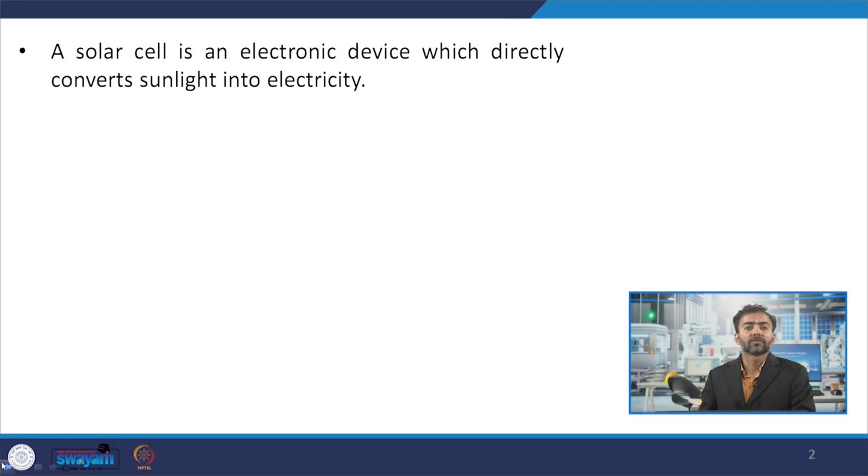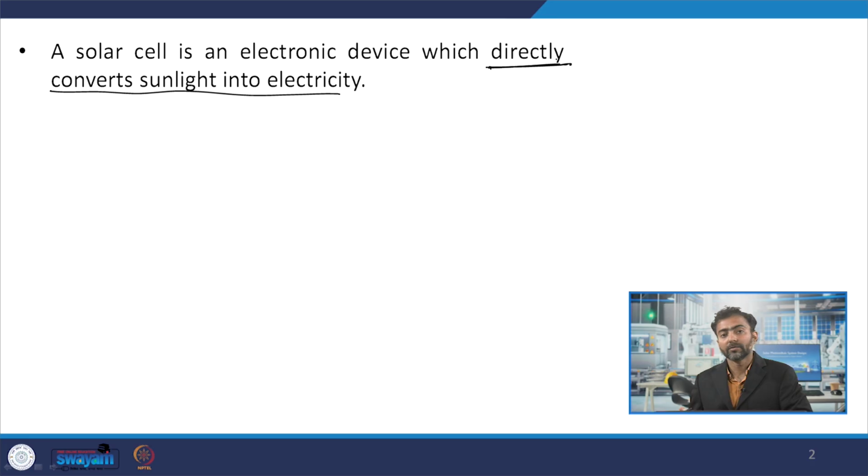To begin with, let's look at one very fundamental definition of solar cell. We can say that a solar cell is an electronic device which directly converts sunlight into electricity. If you recall, in our first lecture of this course, we talked about how solar PV is a very elegant technology, and the interesting thing about its elegance is that this device converts sunlight directly into electricity. So that is very important, direct one stage conversion.